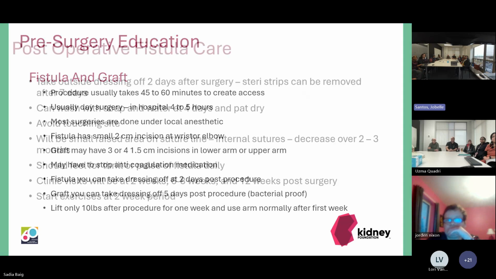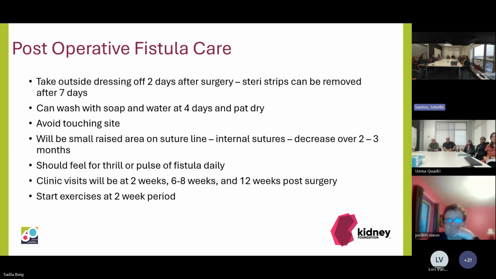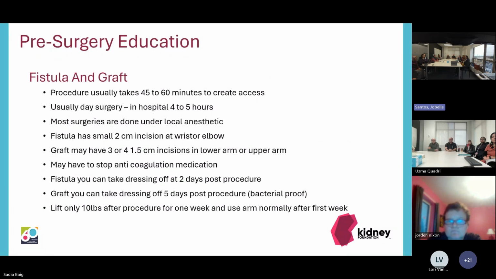So what do you expect when you come up? You come upstairs at Credit Valley Hospital on the 3rd floor, and you'll meet the surgeon and one of the vascular access nurses like myself, and we're going to talk to you about the surgeries. First of all, the procedure takes anywhere from 45 to 60 minutes. Grafts take 60 minutes? Yeah, okay. Grafts 45 to 60 minutes.